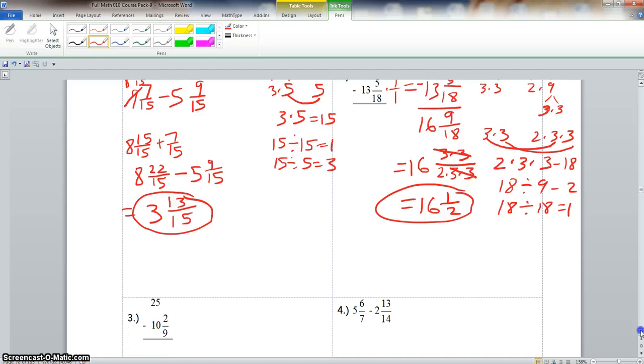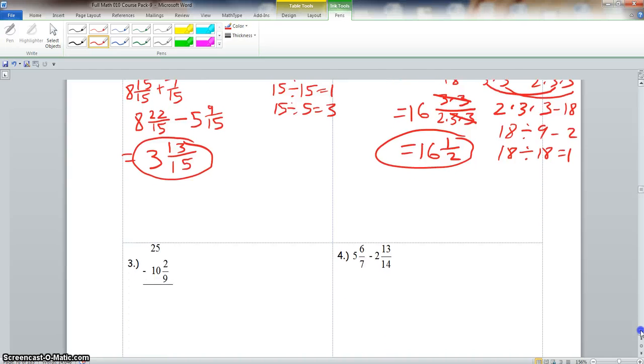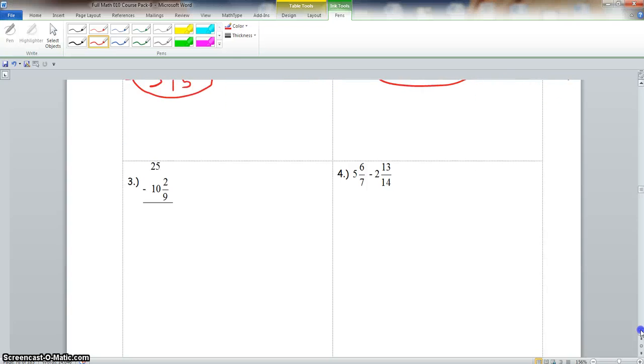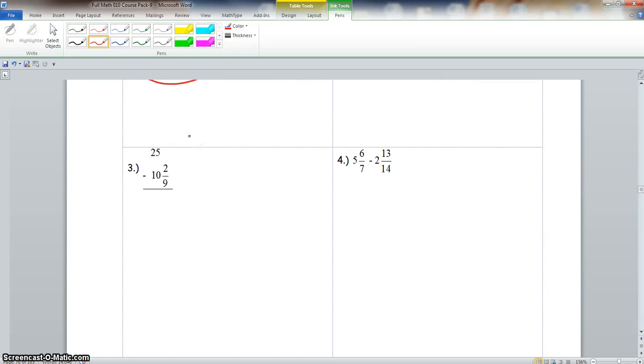Now we go down here to problem number 3. Now, problem number 3 is a little different from what we've had before. If you notice, this 25 does not have a fraction with it. So what we could do is this here. We could borrow 1 from this 25, and that would make it 24. We look at this denominator here in this fraction. So the one that we borrow from 25 will have the numerator and denominator the same as this denominator here. So then it'd be minus 10 and 2/9.